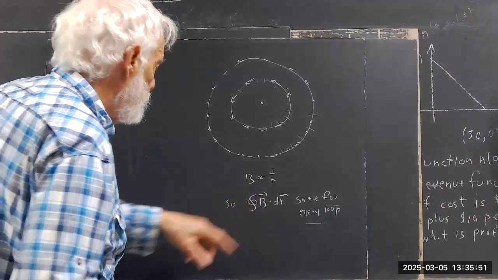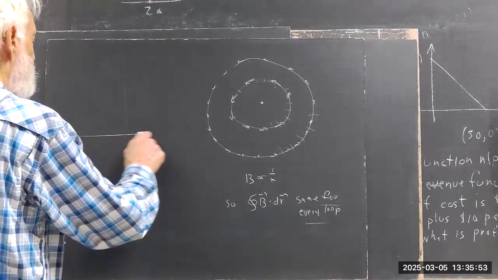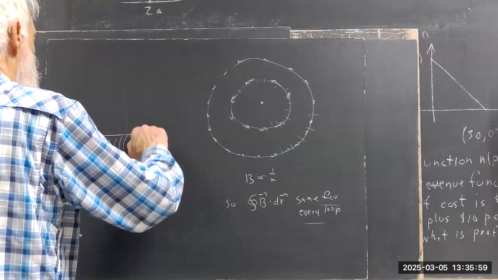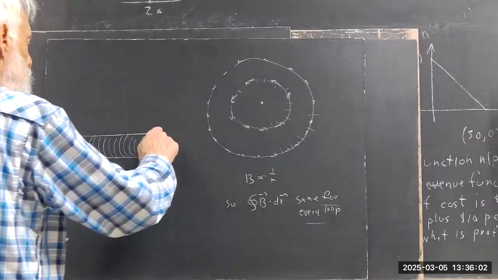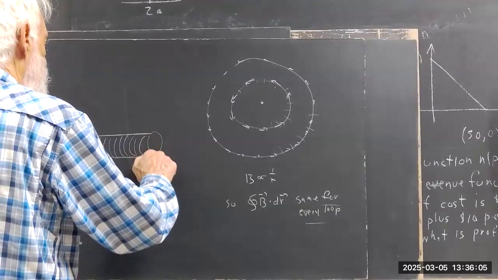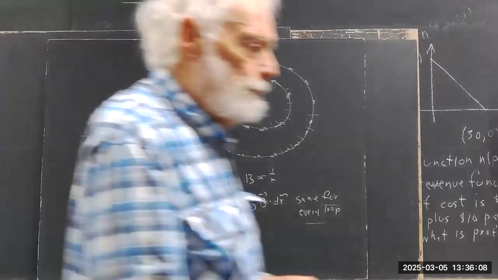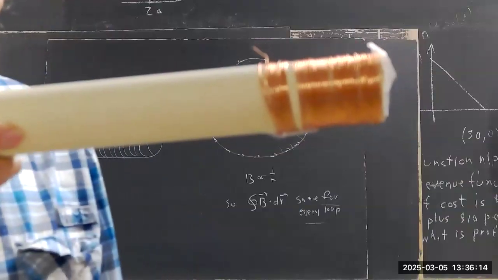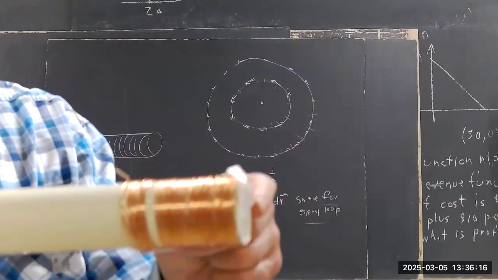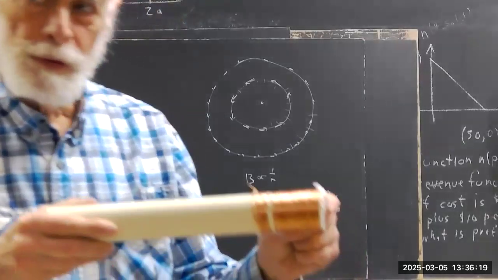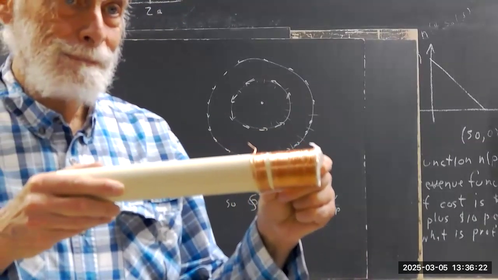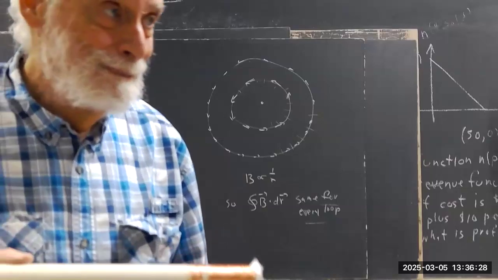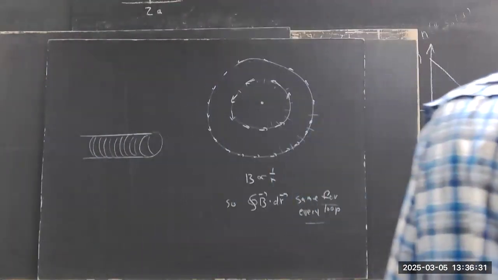Well, we can apply this to this thing, right? Bunch of loops spread out. This is what's called a solenoid. If all the loops are in the same plane, then it's a coil. Now that terminology is very loose.